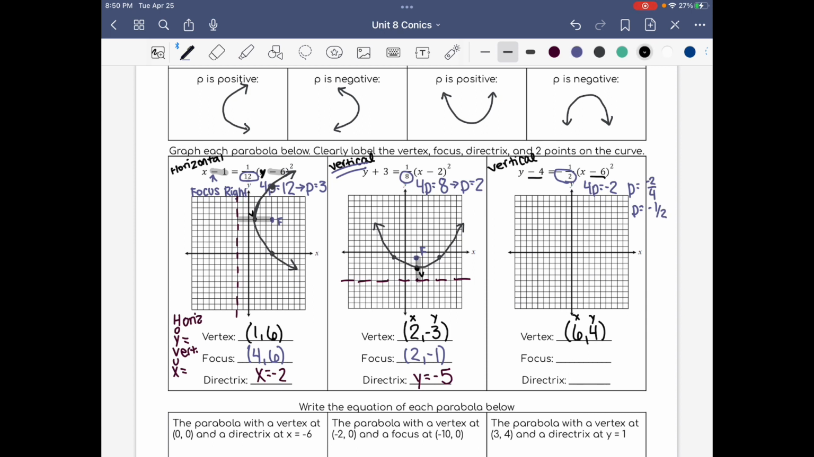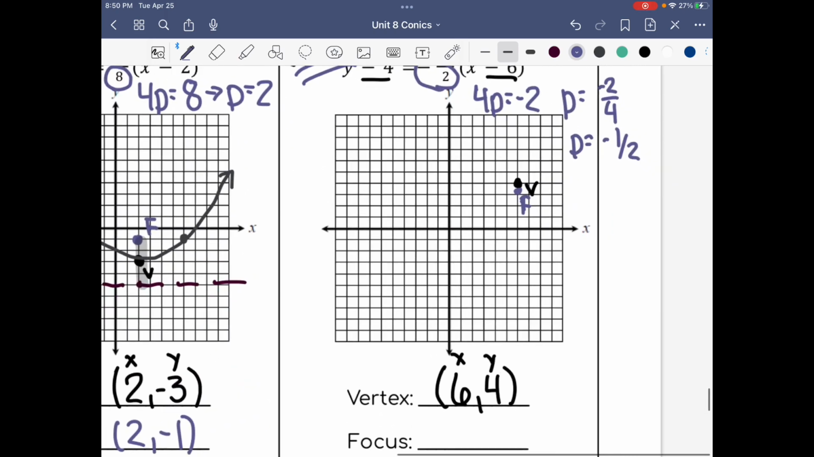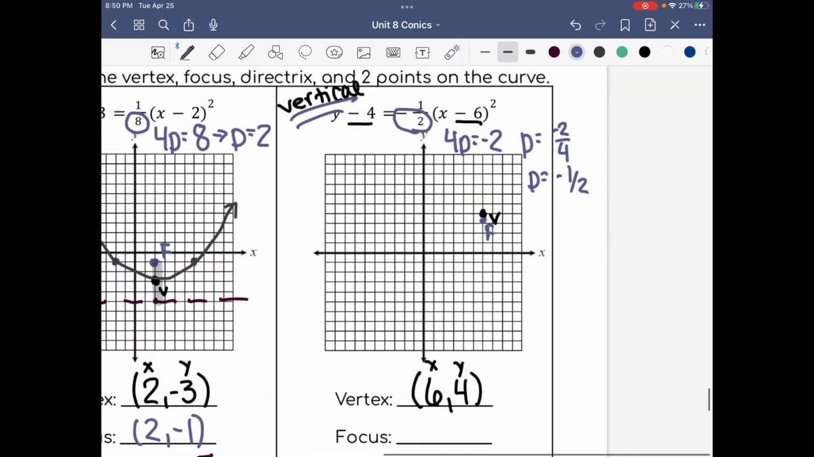So I'm going to go ahead and put my vertex over 6, up 4, vertex. And then I'm going to make my focus go -1/2 in the vertical direction, which is going to be right there, just down 1/2. Now, this one is so small, I'm going to go ahead and zoom in on it so that everybody can see it.